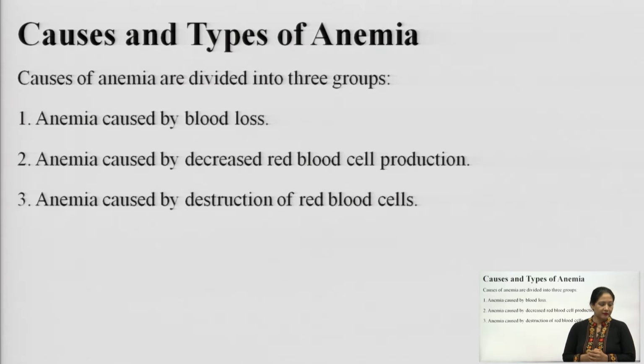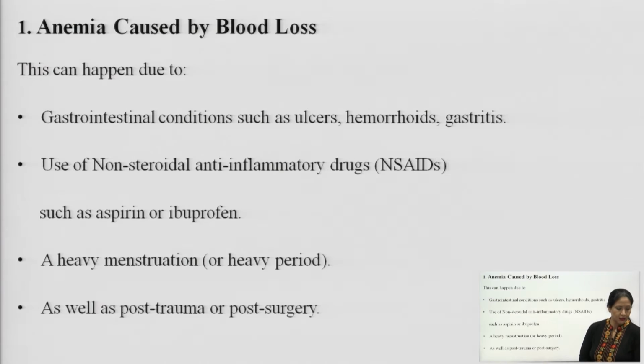First of all, we will discuss how anemia is caused by blood loss. Excessive blood loss can happen due to the use of some non-steroidal anti-inflammatory drugs. That is the second point. NSAIDs, as we know, are non-steroidal anti-inflammatory drugs. This category includes painkillers, antipyretics and anti-inflammatory drugs. Examples are paracetamol, ibuprofen and diclofenac, etc.